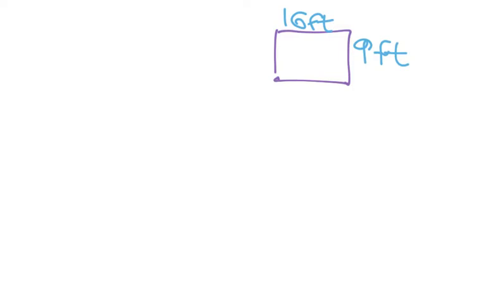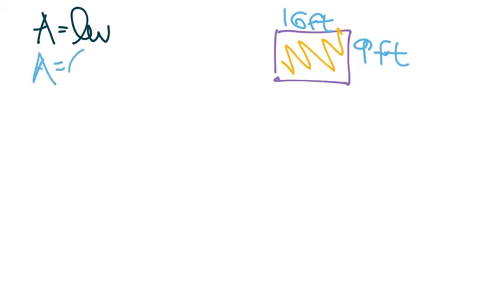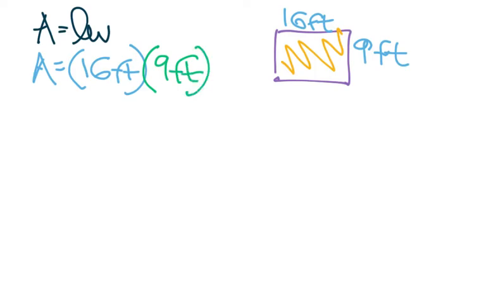So let's say I wanted to carpet this area, right? Obviously that would be a concept of area, right? Covering that flat space. So we're going to use A equals LW. I could name that my length is equal to 16 feet. And then I could name that my width is equal to 9 feet. And then I do that math work.